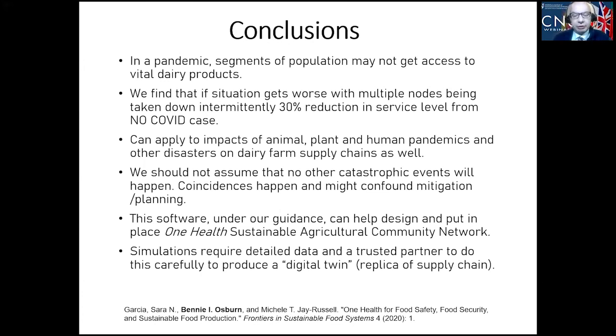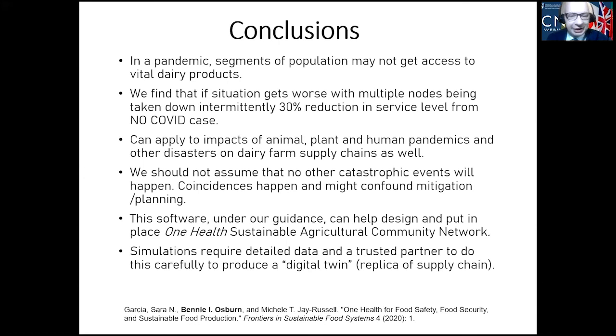This software, under the guidance especially of UC Davis, can also help design and put in place the One Health Sustainable Agricultural Community Network. One Health, and this is a quote from a paper written by my colleagues, is the concept that the health of humans, animals, and the environment are inextricably linked. And this approach can be applied to food safety, sustainable food production, and environmental stewardship by bringing together interdisciplinary teams to create a network, a One Health network, to address these challenges.